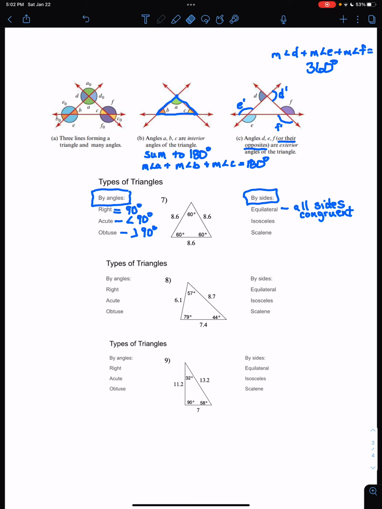An isosceles triangle has two sides that are congruent. And I bet you can guess what scalene means. Scalene means no sides are congruent.